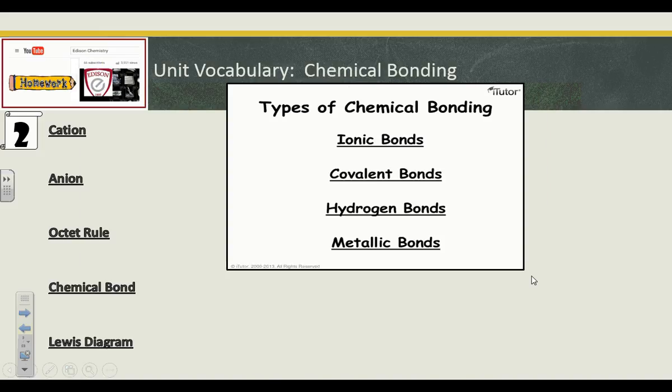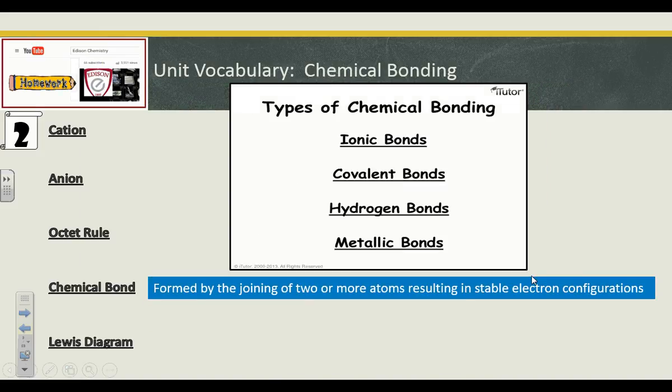Chemical bond. Simply put, they are formed by joining of 2 or more atoms, resulting in stable electron configurations. There's got to be a reason for elements to form chemical bonds. Every party involved in the chemical bond achieves a stable electron configuration. It's the only reason why they will form a chemical bond.